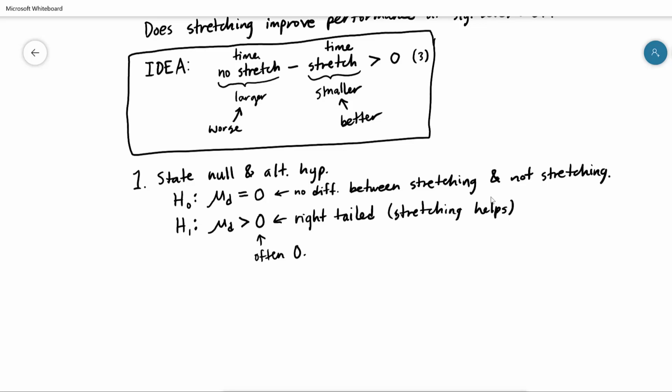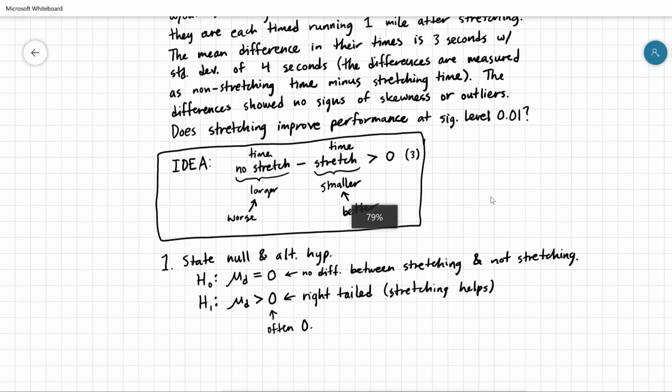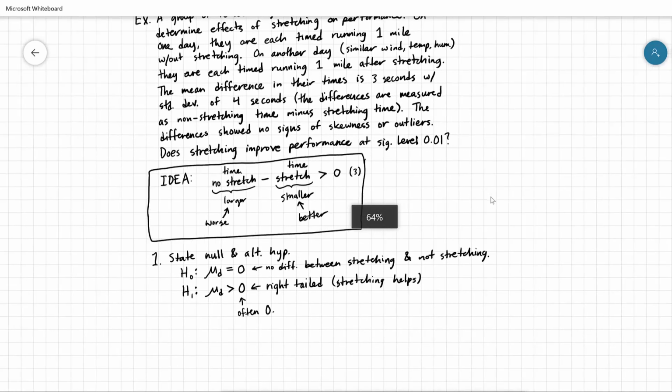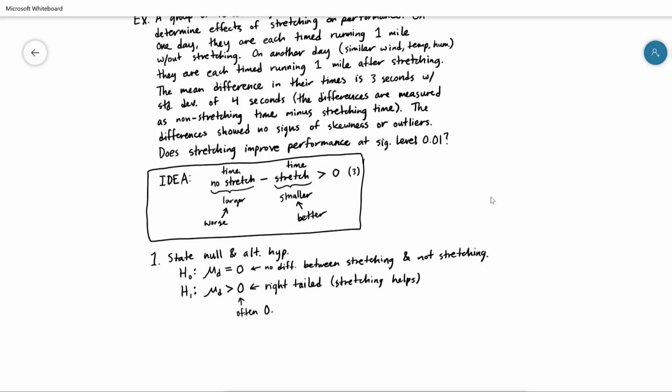And it's 0 in this case because the question isn't, does stretching help improve their times in running a mile by at least a second or by at least 2 seconds? It just says, does it improve performance at all? So is it better than nothing? And that's why we use a 0 here, that idea of nothing.